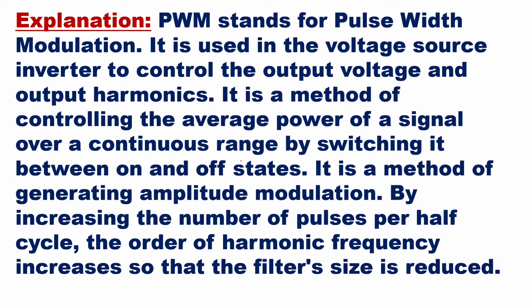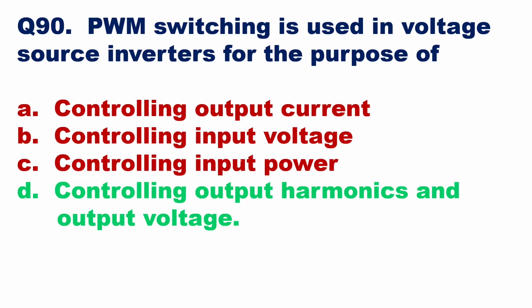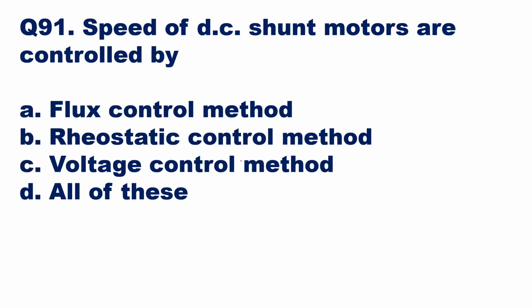We are controlling output harmonics and output voltage. So here you can see the explanation. PWM stands for pulse width modulation. It is used in the voltage source inverter to control the output voltage and output harmonics. It is a method of controlling the average power of a signal over a continuous range by switching it between on and off states. It is a method of generating amplitude modulation. By increasing the number of pulses per half cycle, the order of harmonic frequency increases so that the filter size is reduced. So here we see that option D, that is controlling output harmonics and output voltage, is the purpose for using PWM switching in voltage source inverters. Then we'll go to question number 91.